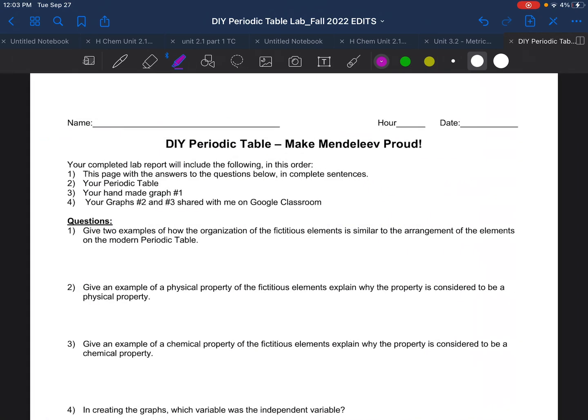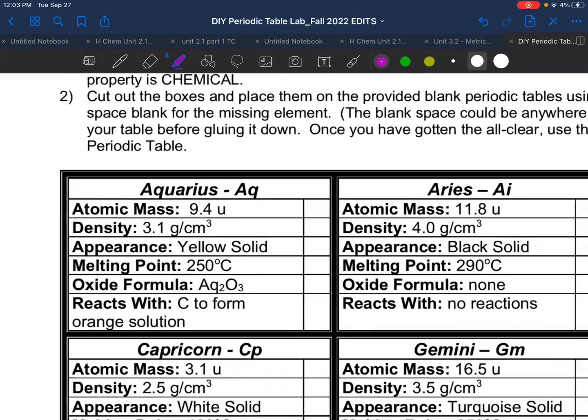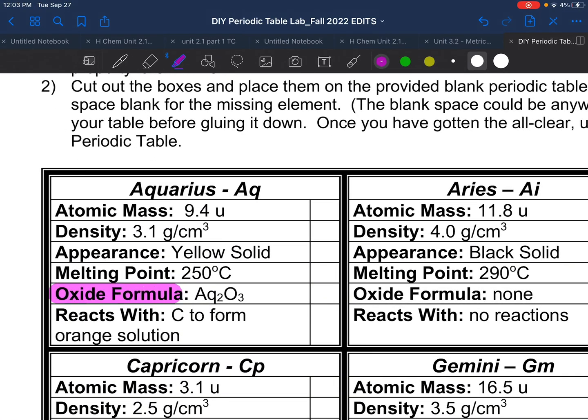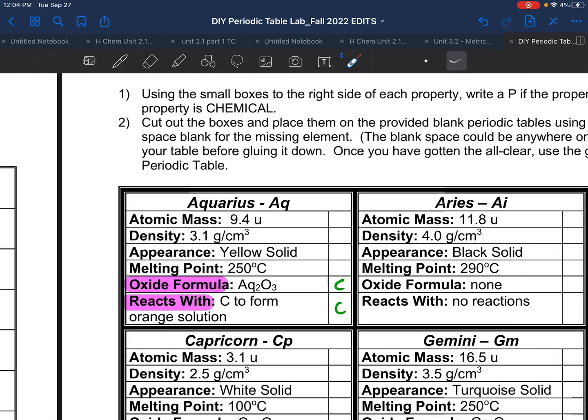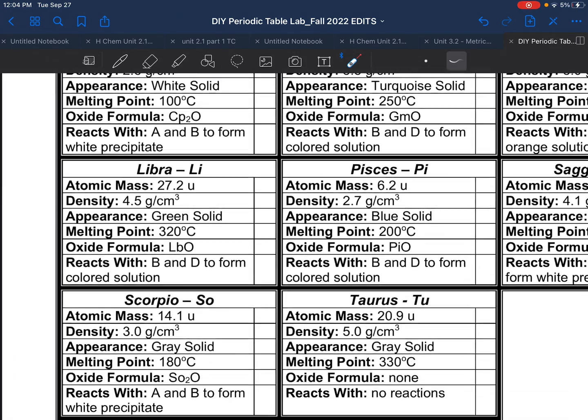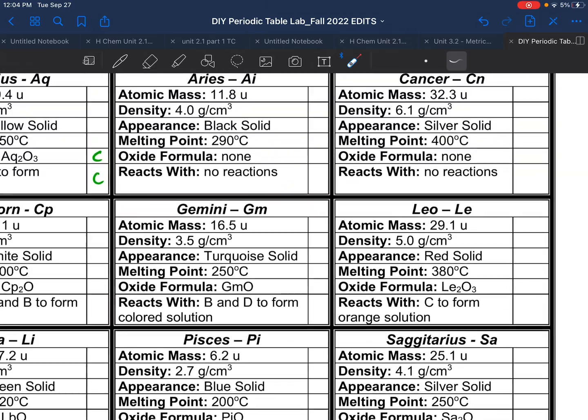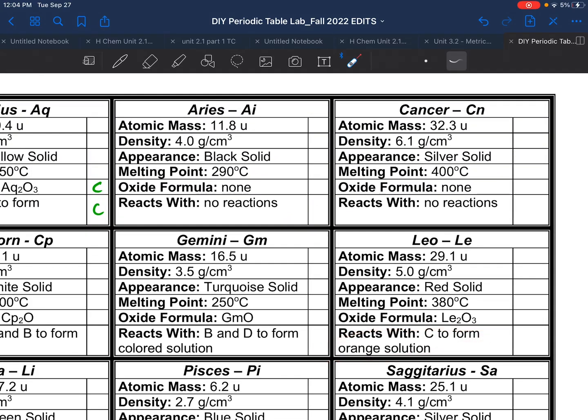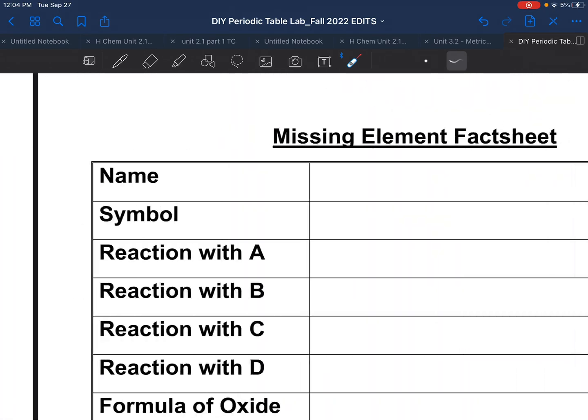If we go to the actual list of elements here, they have chemical properties of oxide formulas and reacts with. So these would be our chemical properties. Everything else is physical. So make sure that things in the same column react the same. If this reacts with C to form an orange solution, and something else reacts with C to form an orange solution, these are going to be placed into the same group. That's the pattern that you guys are going to be using.